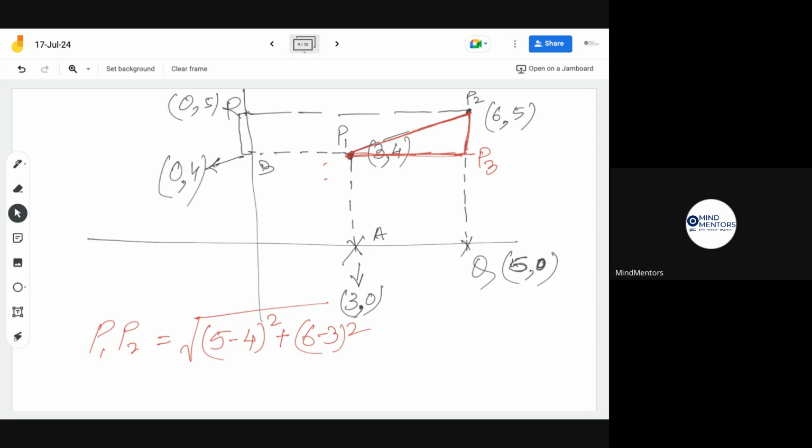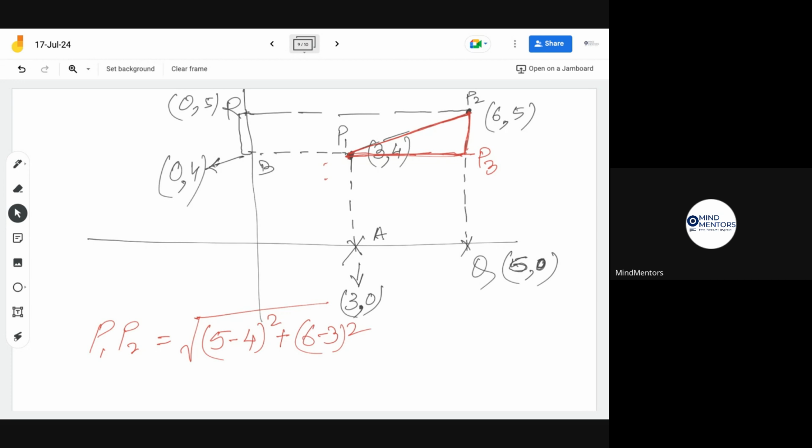I'm just generalizing what you have done. Yugala, Ansh, Uday, Aaron, do you guys also agree? This is what you have mentally done. You might have just calculated 5 minus 4 equal to 1, and 6 minus 3 equal to 3, and then square rooted, going to the Pythagoras theorem. But ultimately, if I want to generalize, this is what you have done, right?